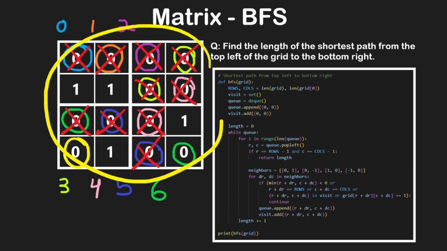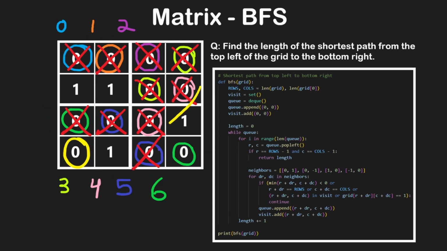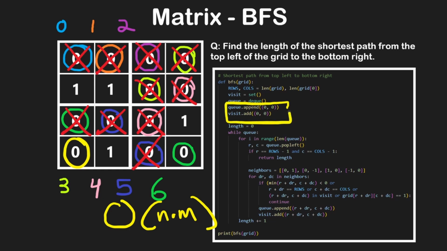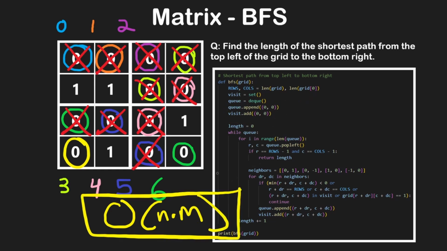As you can see with this approach, we're never going to visit the same position twice. We're never going to add the same position to the queue twice. Worst case, we'd visit the entire grid. So in that case, the time complexity would be the dimensions of the grid, which is n times m. The space complexity would be the same because that's the max size that our visit hash set or our queue could end up being. So this would be the memory complexity and also the time complexity.